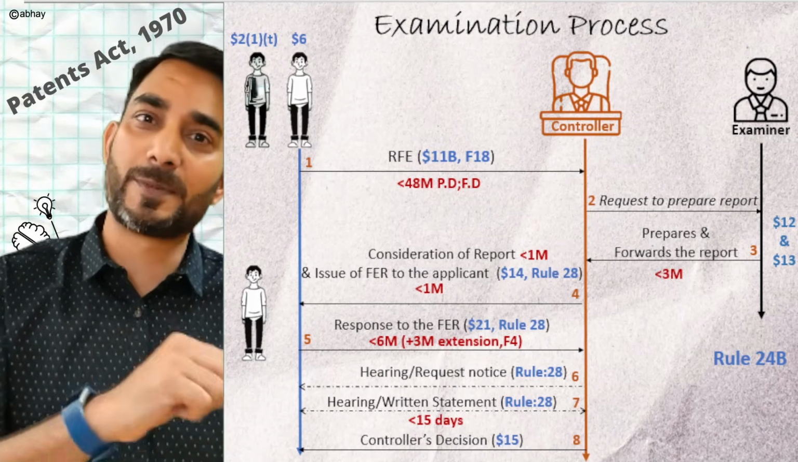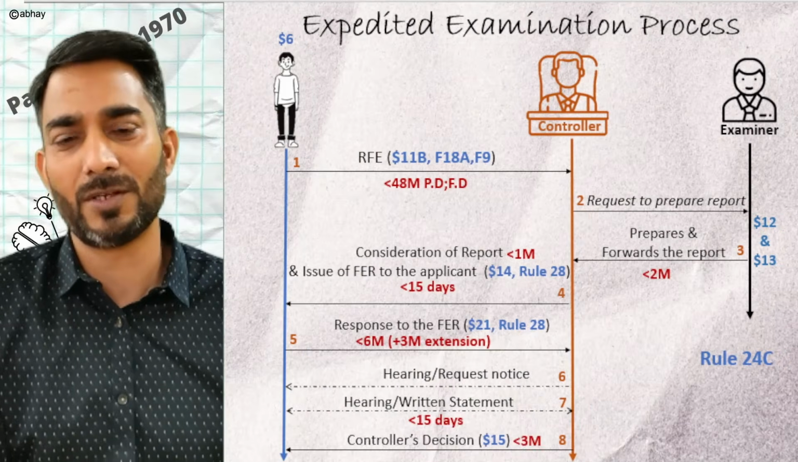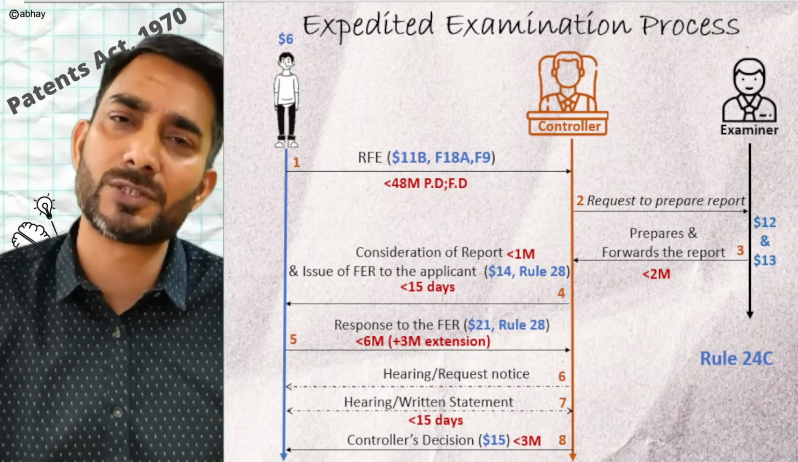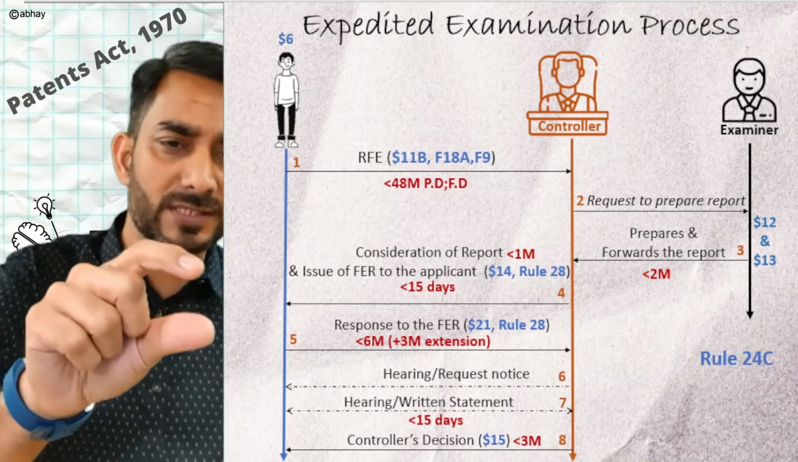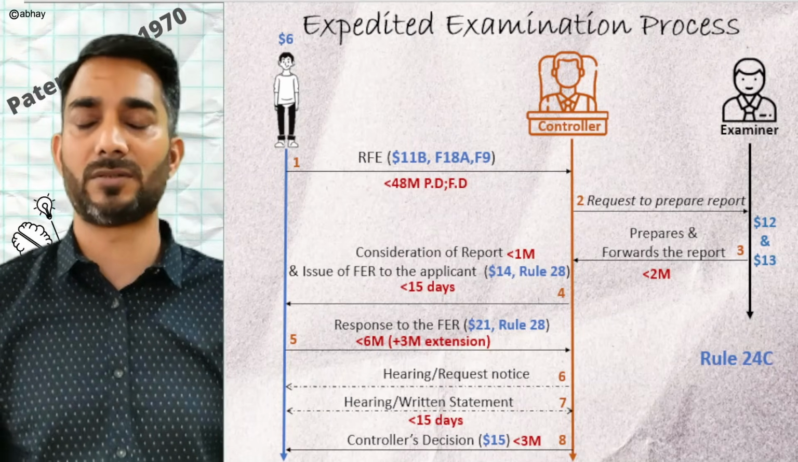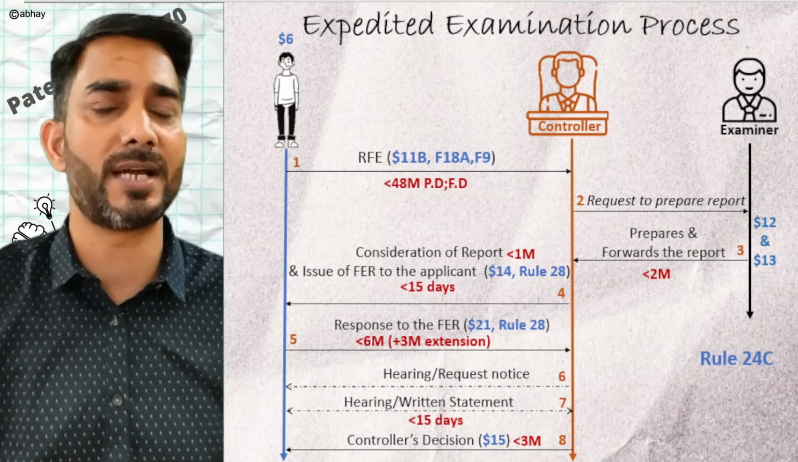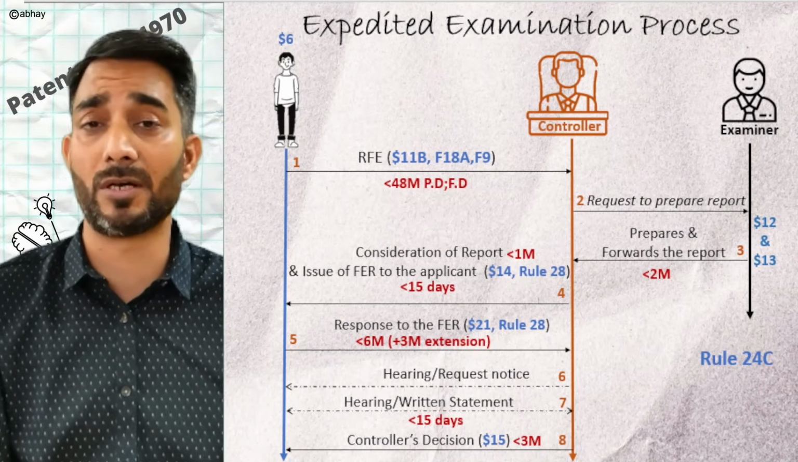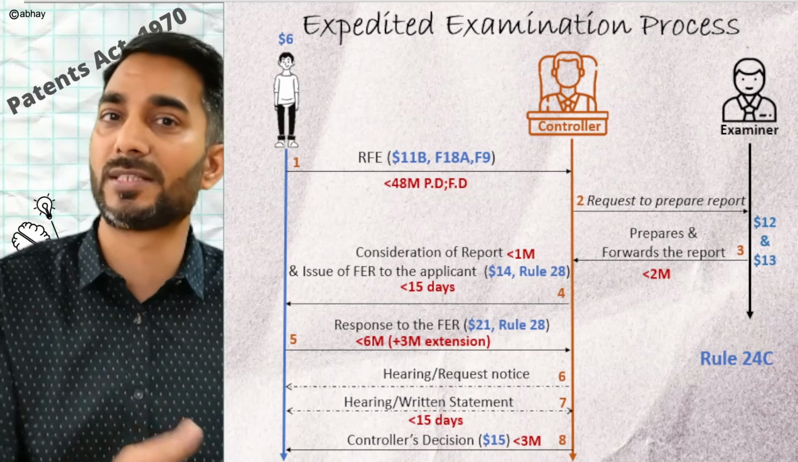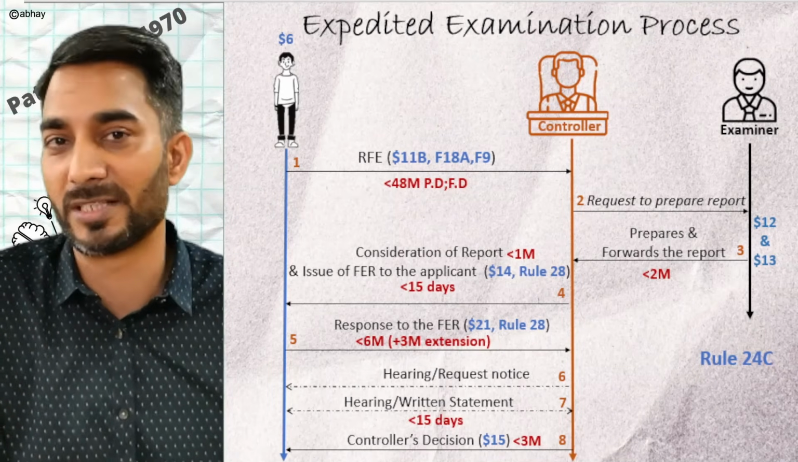What about the expedited examination process? So the expedited examination process also follows the same process in principle, but the timelines of the steps in between are reduced. The idea is to grant the application at the earliest. There have been cases where applications have been granted within a period of 9 months. That's super fast as compared to what you get in the normal examination process.